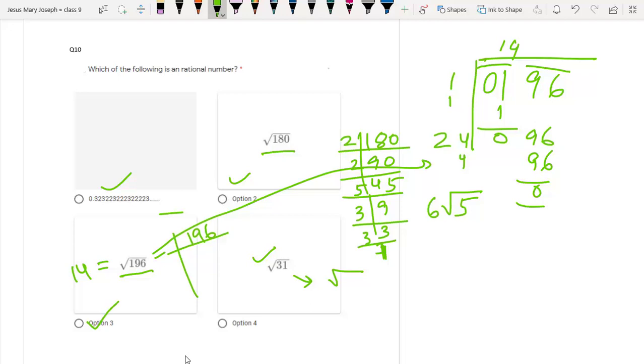Hence the answer is option number 3. I hope all of you got this. Thank you.